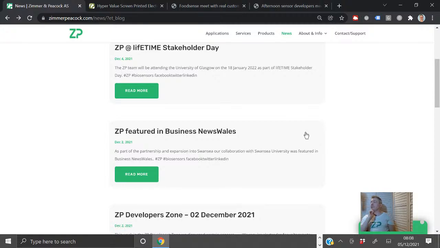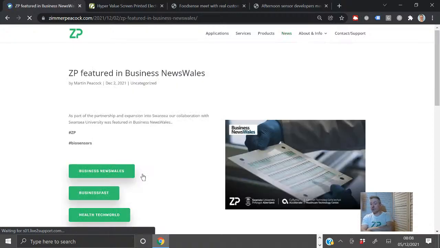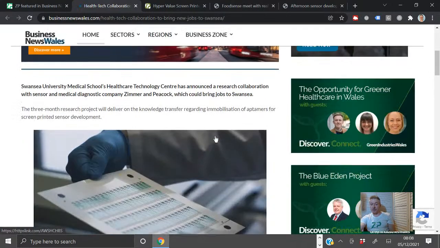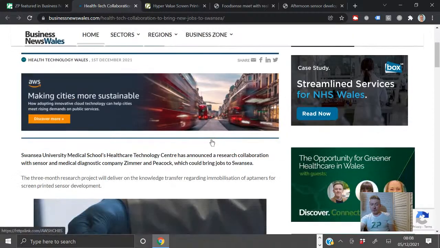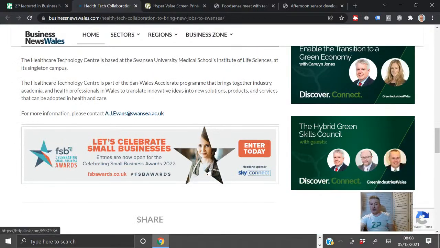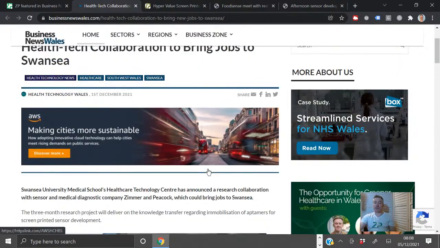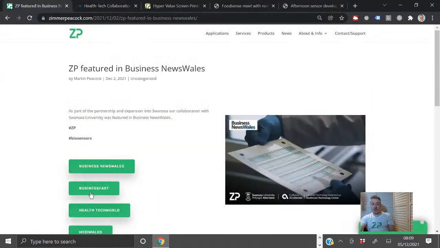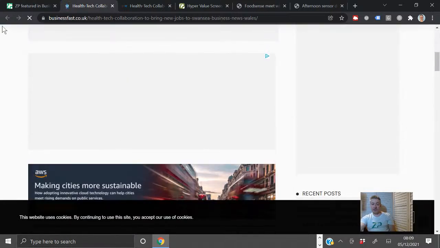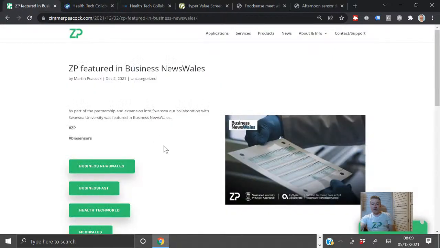Now, I was really quite happy with this week, because we have opened up this office in Swansea, and I've seen many of you who follow us have said, well done, and we appreciate that. It was also very good because the Welsh business press had picked up on it, and so Swansea University and Zimmer & Peacock were featured in media that was much more mainstream. We were featured on the Business News Wales website. We were featured on a website called businessfast.co.uk. So it was nice to be featured on their website as well.